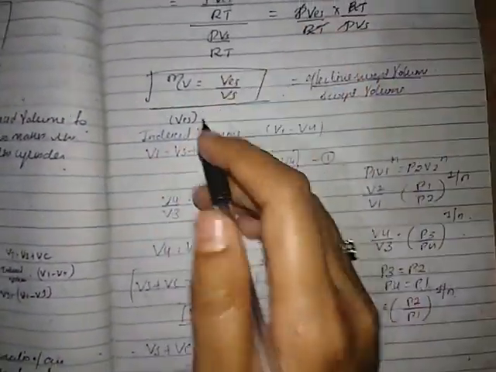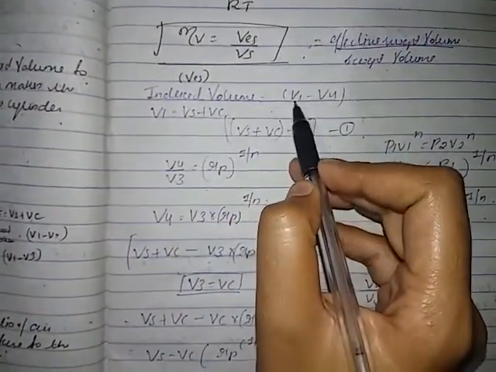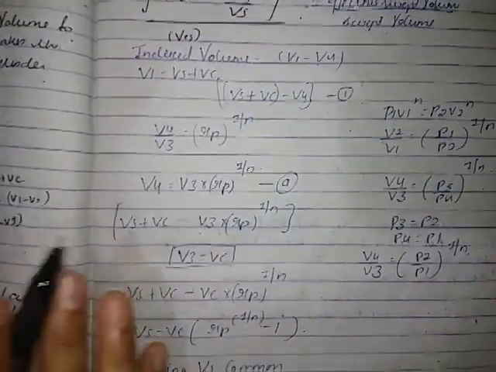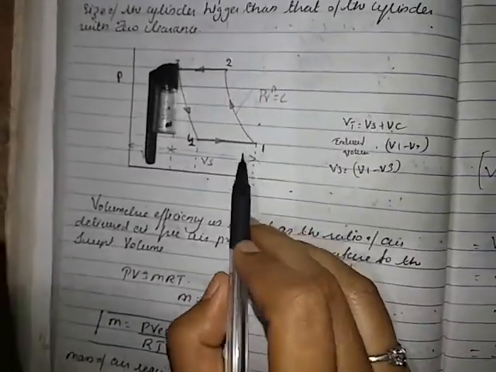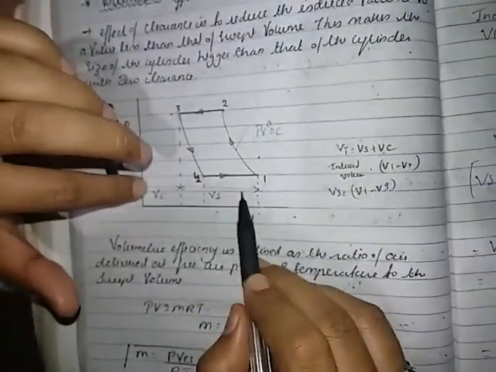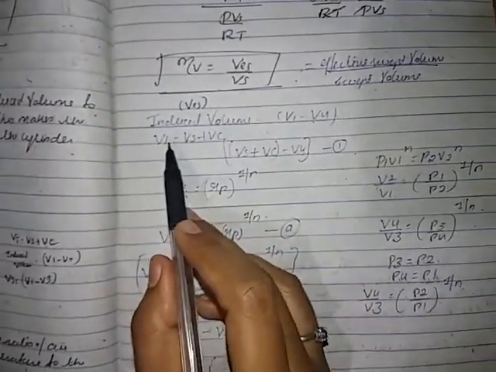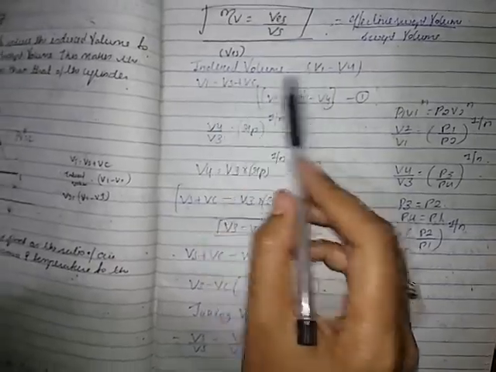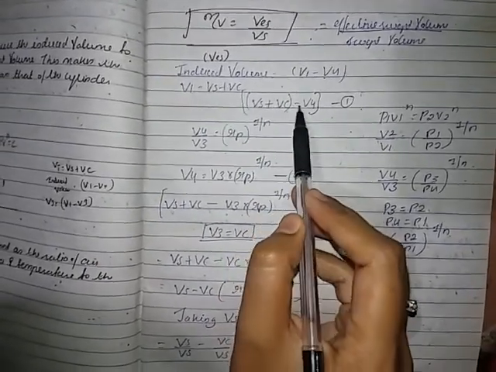See the derivation. What is induced volume? Induced volume is equal to V1 minus V4. I have discussed earlier, what is V1? You can see the previous diagram, what is V1 volume? Total volume is equal to what? This Vs plus Vc will give me total volume V1. V1 is equal to Vs plus Vc. Now if I substitute this V1 value over here, I will get Vs plus Vc minus V4.